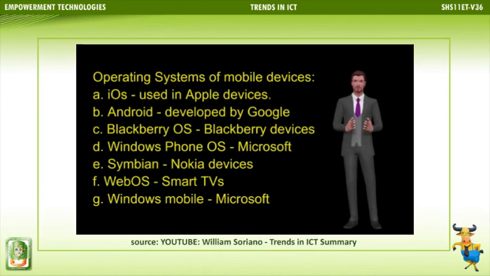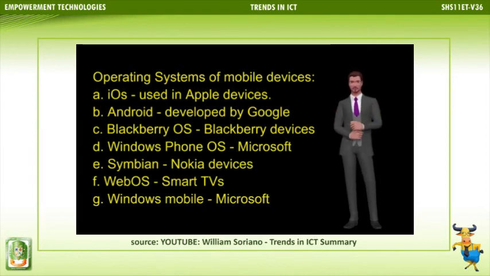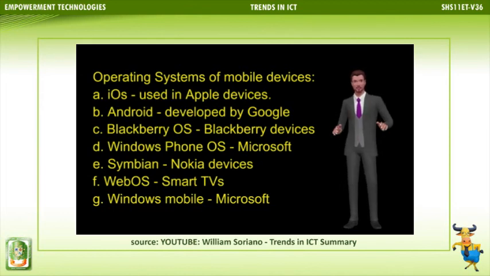Also, mobile devices use different operating systems. We have letter A, iOS, which is used in Apple devices such as the iPhone and iPad. B, Android, which is an open source system developed by Google. Being open source means several mobile phone companies use this OS for free.